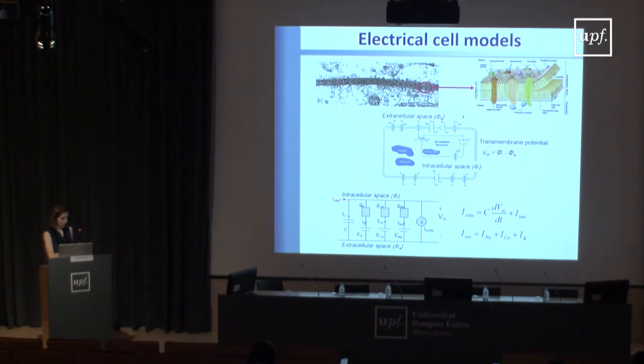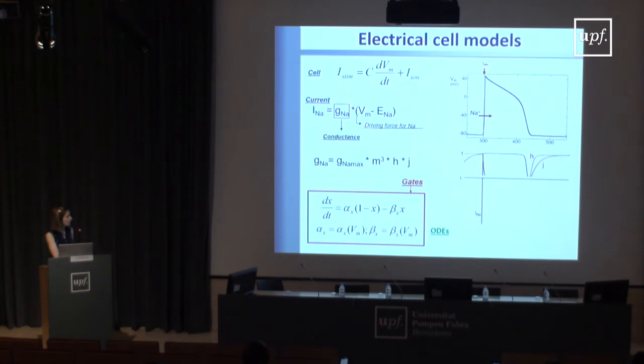This is just a picture of how an electrical cell model basically works. So basically we have here the cell membrane with these structures, which are the ion channels, apart from pumps and exchangers. We can model this as an electrical circuit where we have the cell membrane behaving as a capacitor, and then we have these resistances, which correspond to the different ion channels that we have in the cell membrane. So basically, we have these ordinary differential equations to define the behavior of the cell.